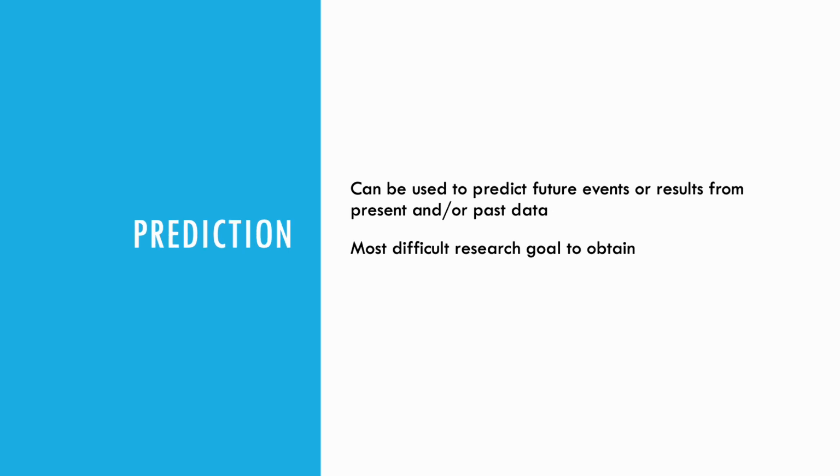Our next purpose is prediction. For prediction, it can be used to predict future events or results from present and/or past data. It's the most difficult research goal to obtain. An example of this is the SAT or ACT scores being used to predict college performance. Current physical activity and/or fitness levels can also be used to predict health risks.